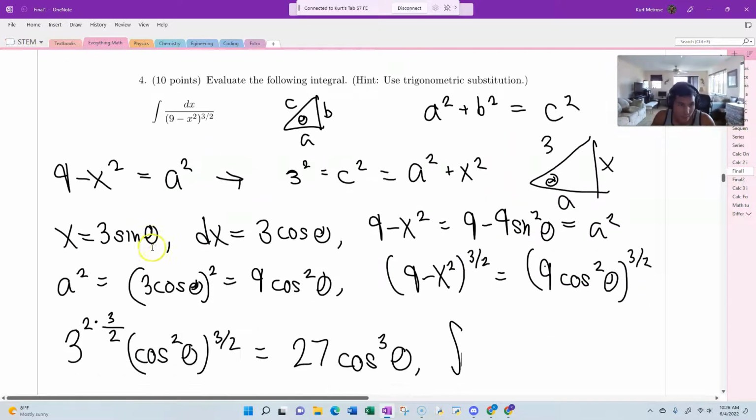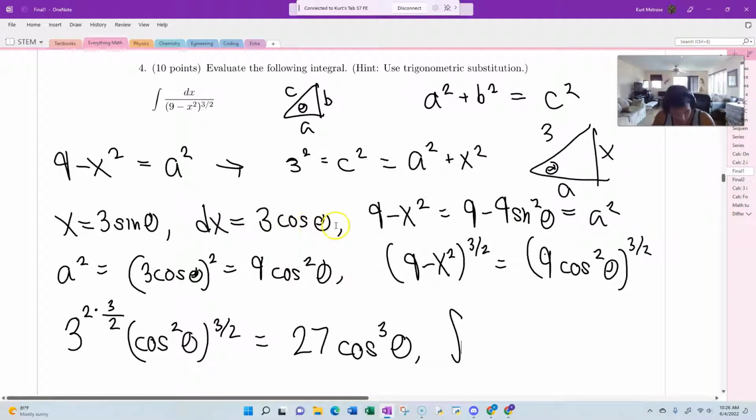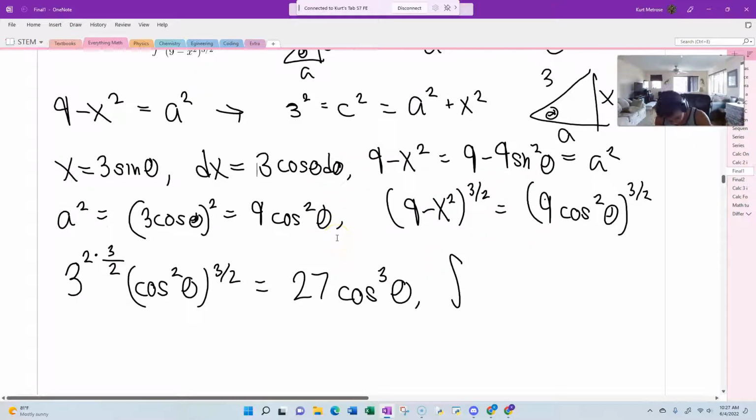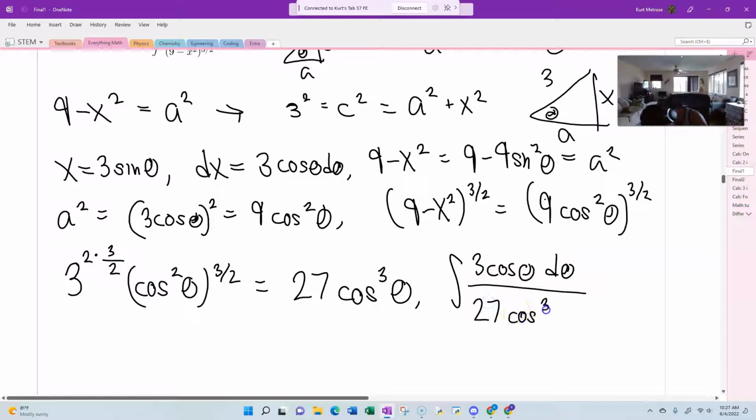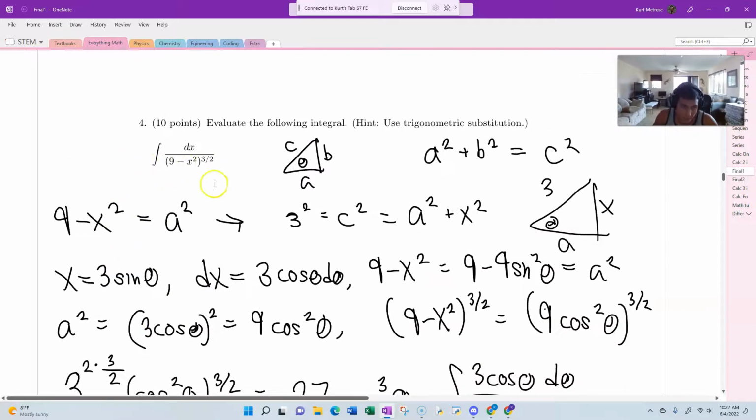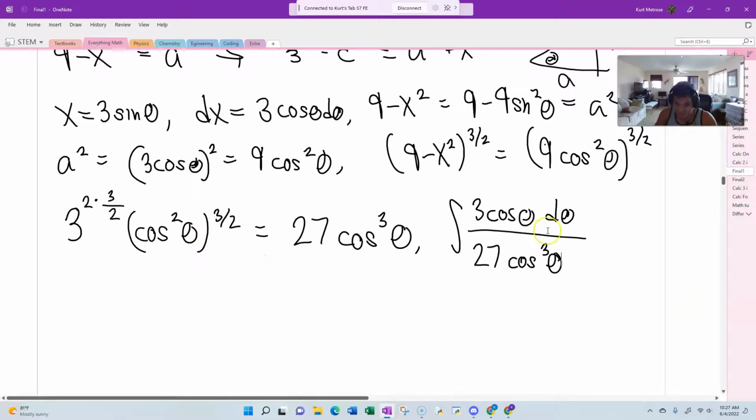Okay, so now our new integral. And dx, what does it say? dx is equal to this thing, with a minor tweak: d theta. Don't forget your differential. dx is equal to 3 cosine theta d theta, all divided by 27 cosine cubed theta. This is our new integral. This integral is exactly equal to the original integral, except this one's easier to solve, isn't it?